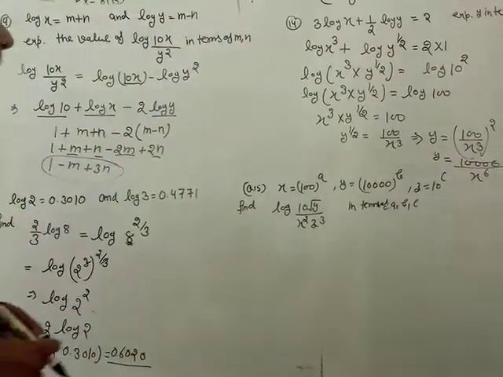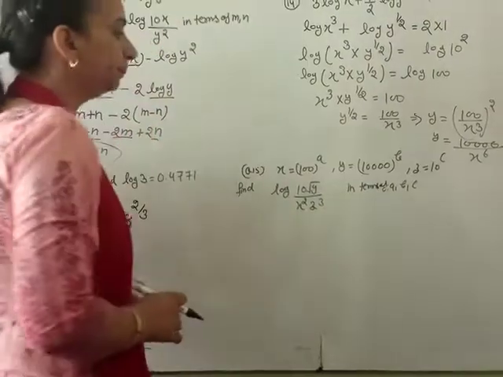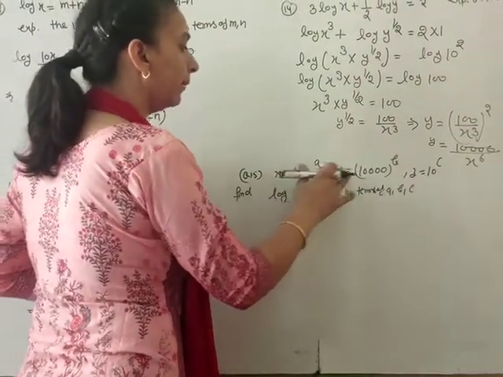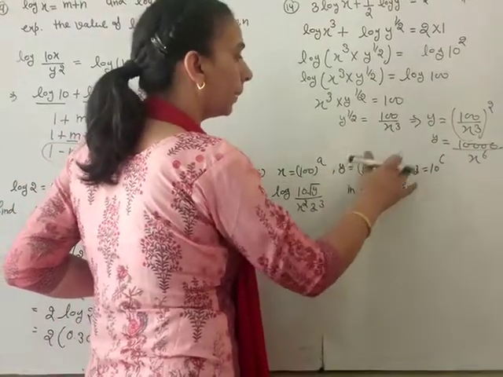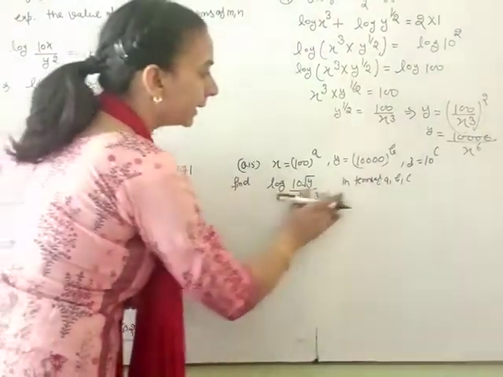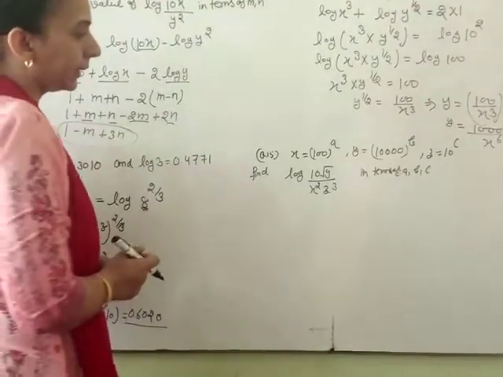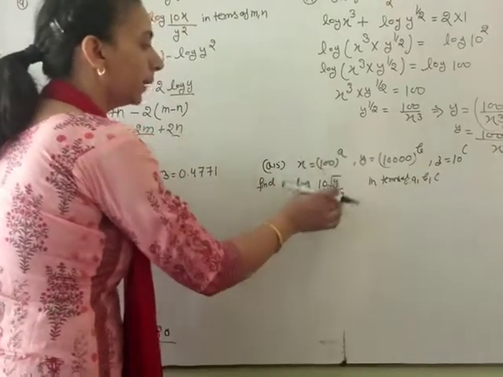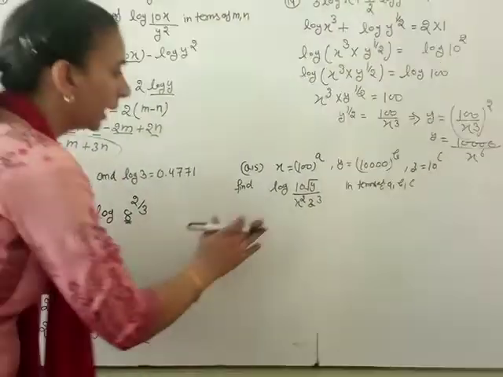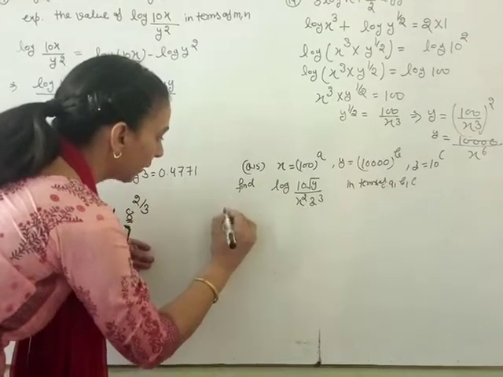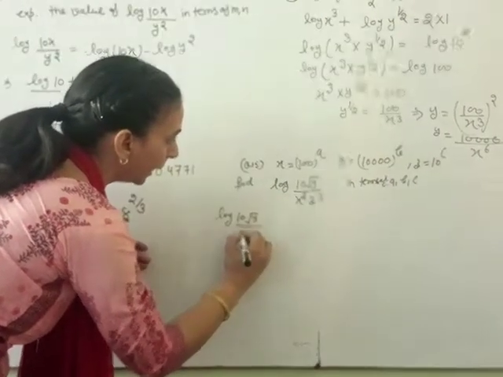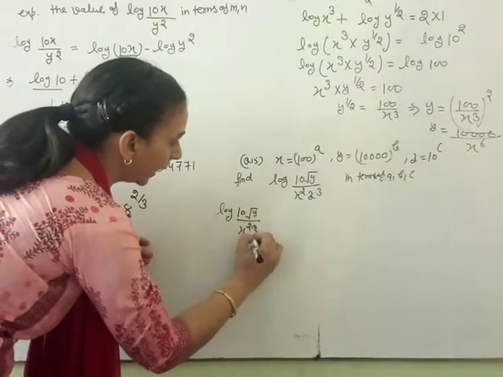Then question number 15. x equals 100 raised to the power a, y equals 10,000 raised to the power b, and z equals 10 raised to the power c. Solve this in terms of a, b and c. Student, first we solve this question in terms of a, b and c. First we write log of 10 root y by x square z cube.